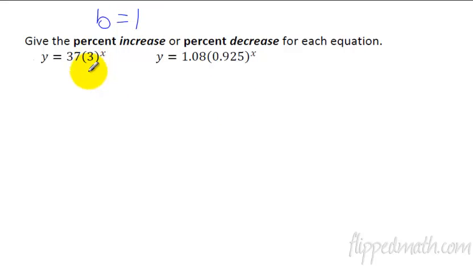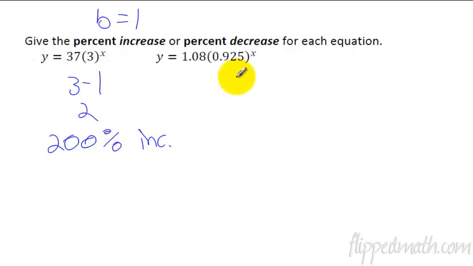Well, look at this number 3. How far away is 3 from 1? It is 2. Okay, so then we take 2 and we convert it to a percent, which is 200%. And since that's above the number 1, it's a 200% increase.